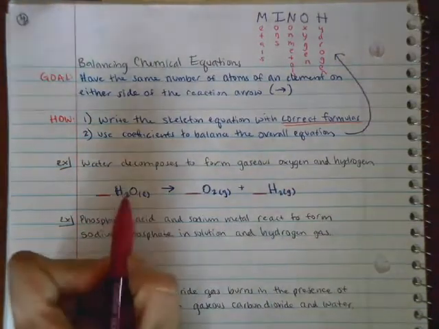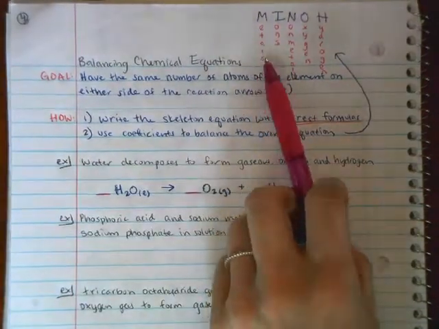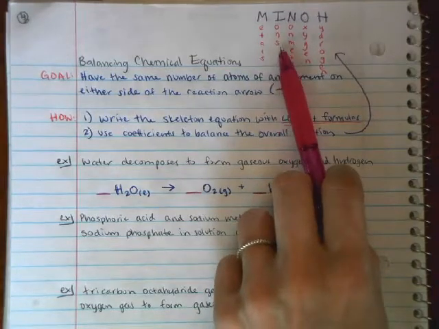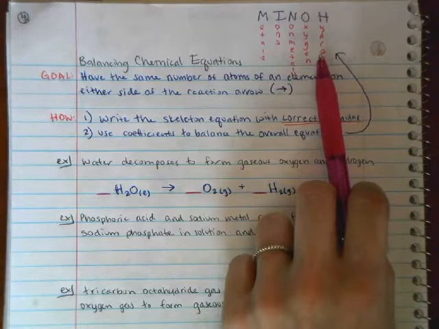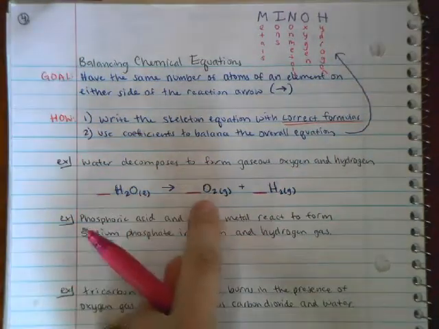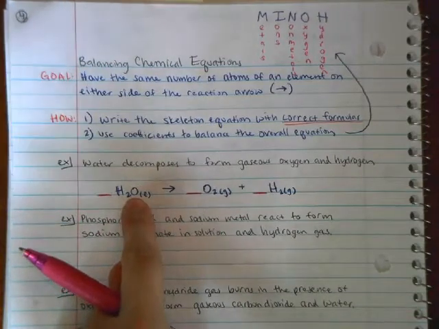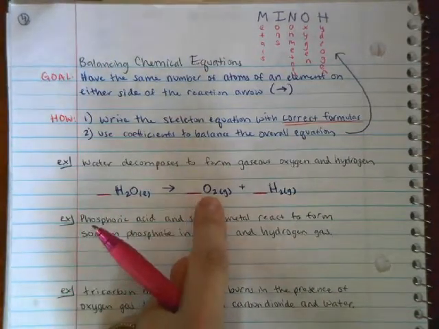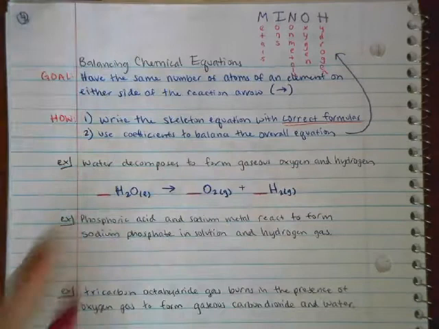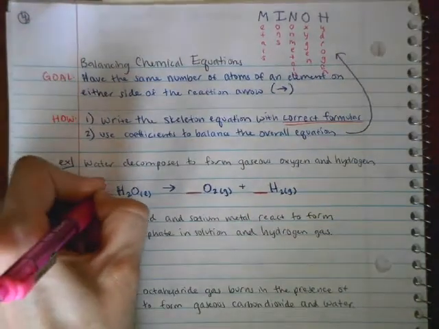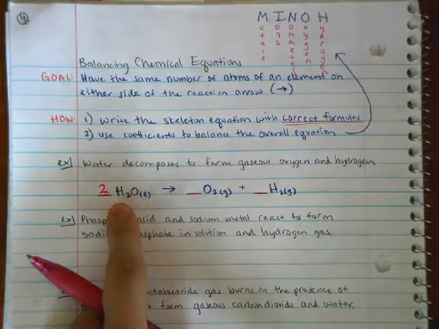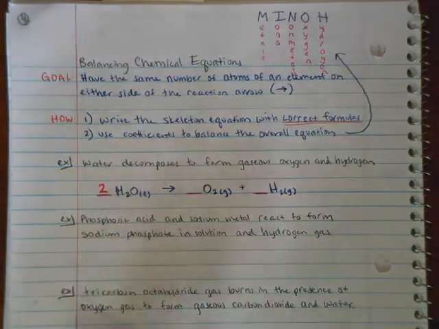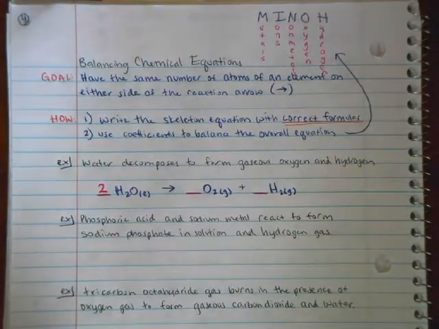So if I look at MINOH up here, there are no metals that I have to deal with, so I can skip that. There's no polyatomic ions. Yes, I have nonmetals, but specifically they are oxygen and hydrogen. So if I look at my oxygen first, again, on the left I only have 1. On the right I have 2. So what I'm going to do is put a 2 as a coefficient in front of my water molecule here. So what that means effectively is I need 2 water molecules to make this reaction happen.